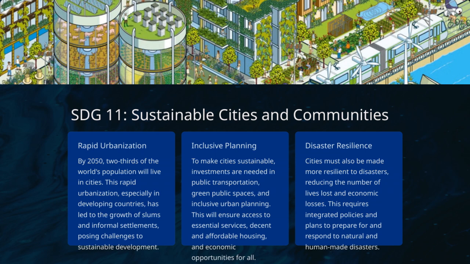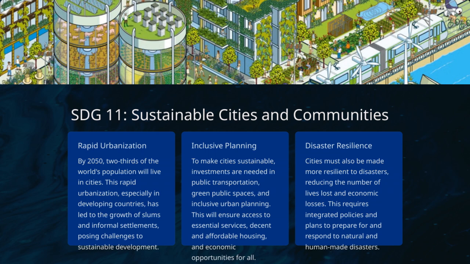To make our cities truly sustainable, investments are essential in public transportation, green public spaces, and inclusive urban planning. These investments help guarantee that everyone has access to essential services, decent and affordable housing, and economic opportunities. When we focus on inclusivity and sustainable infrastructure, we create cities that work for all residents and promote long-term resilience.